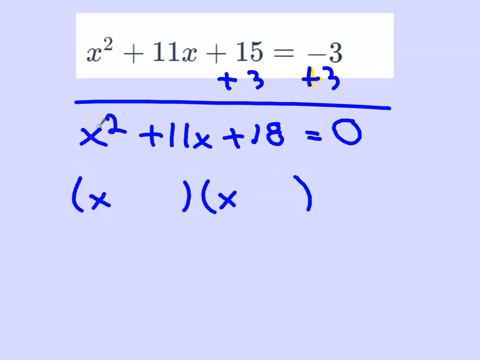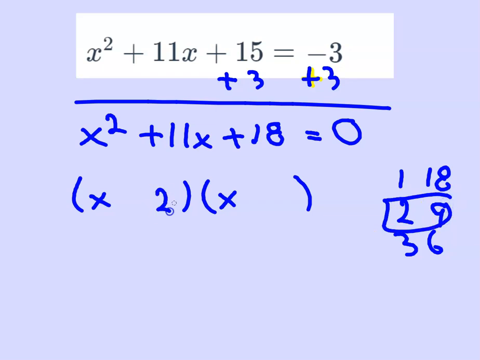The two numbers over here have to multiply together to get 18. So it's either 1 and 18, or 2 and 9, or 3 and 6. Well, which pair adds together to get 11? 2 and 9. So we'll put a 2 and a 9 there. Because they have to add together to get positive 11x, we'll make them positive 2 and positive 9. And of course, still equals 0.